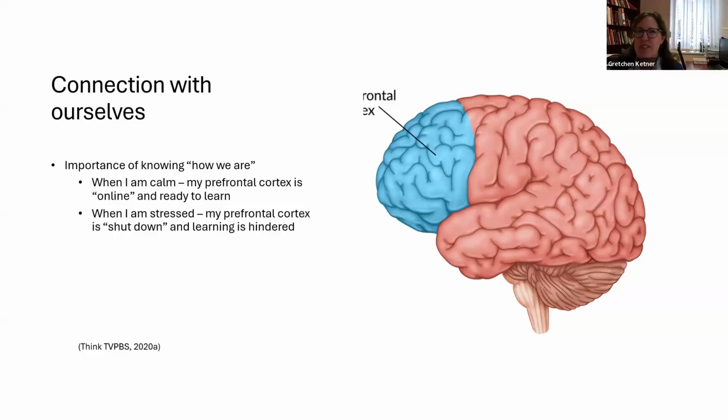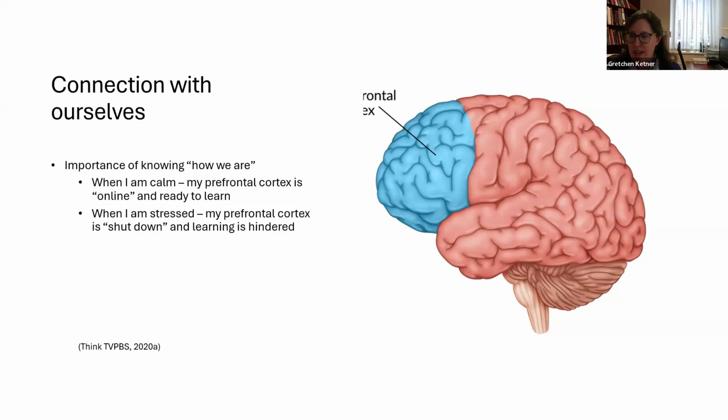This means the importance of knowing how we are. Here's a picture of the brain. You can see, of course, the blue area is the cortex and the prefrontal cortex, this area of the brain that deals with higher order thinking skills like abstract thought and reflection. These are the functions that we need our brain to be doing if we're going to learn effectively.